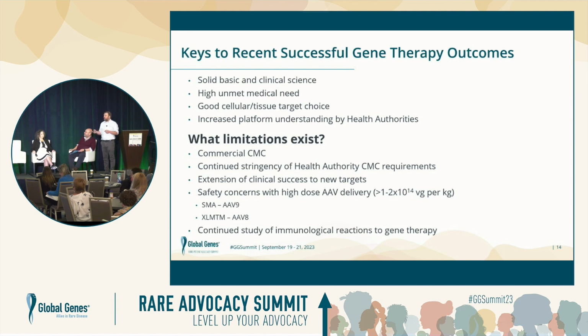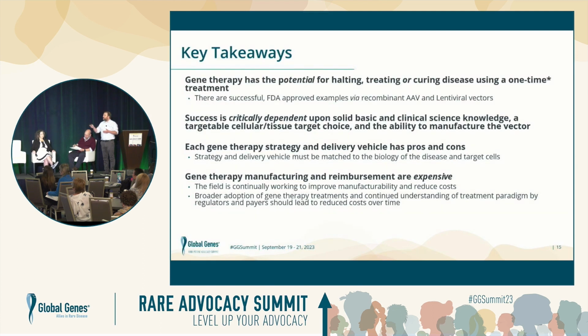But there are limitations that exist. It's expensive to make, it's difficult to make. Health authorities, especially around the world, have very stringent CMC requirements. There are some safety concerns when you have very high dose delivery that we can talk about, but for SMA, there were actually two children that died when they were given very, very high doses. So although if you look on the internet, it looks like a great success, and it was a great success, there are children that are walking, but for some, it wasn't a success. And so you have to keep that in mind when you're thinking about this. And the last is continued study of immunological reactions to gene therapy.